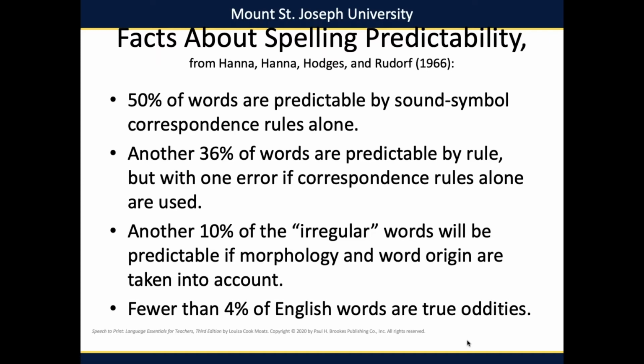Another 36% of words are predictable by rule, but with one exception. Another 10% of those irregular words will be predictable if morphology and word origin are taken into account. Only about 4% of English words are true oddities. So this might help you feel that English is a little bit more predictable than some people would have you believe.